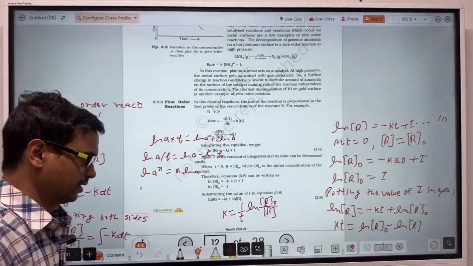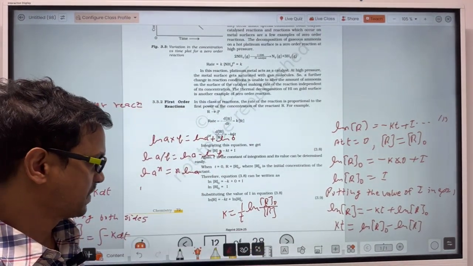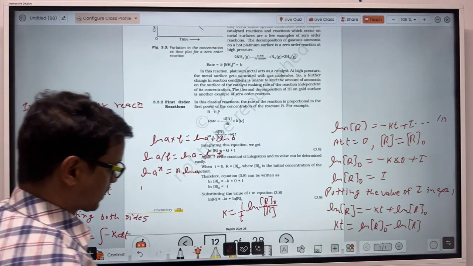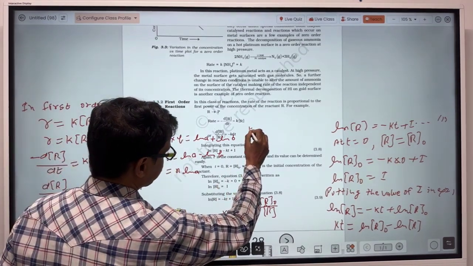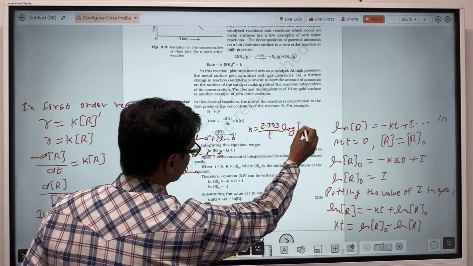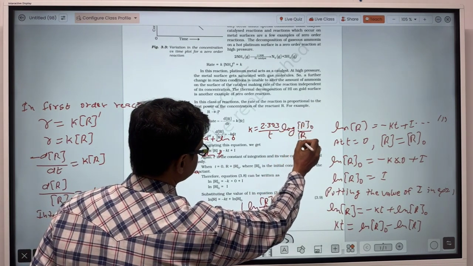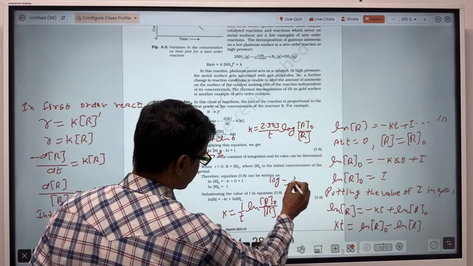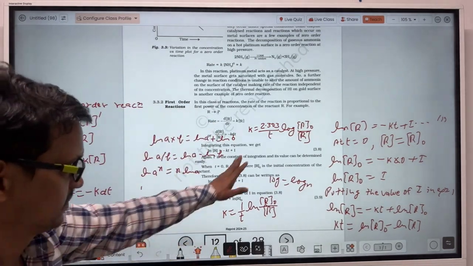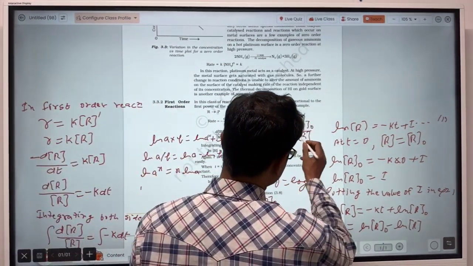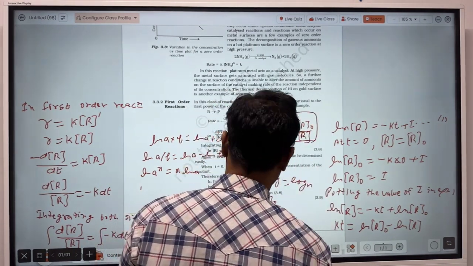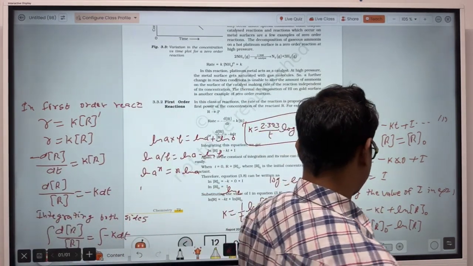When you have to convert natural log into log to the base 10, you have to multiply by 2.303. So k will be equal to 2.303 upon t log R naught by R to the base 10. Log means log to the base 10, and ln means natural log to the base e. So k equals 2.303 upon t log R naught by R. This is the derivation.